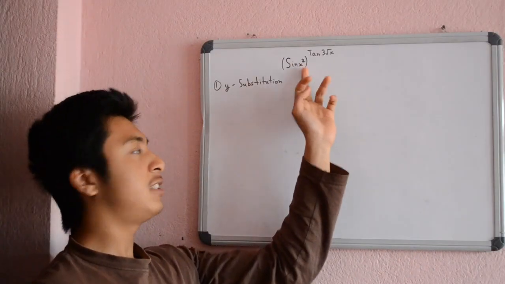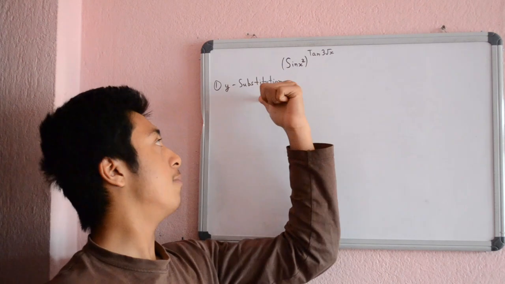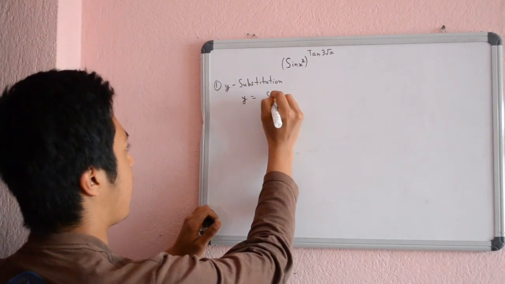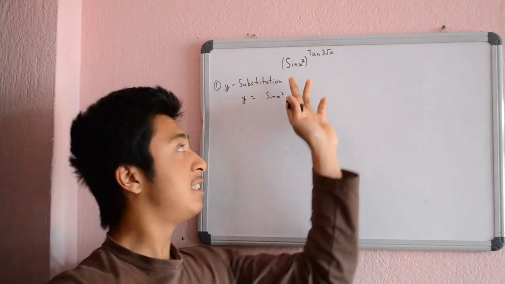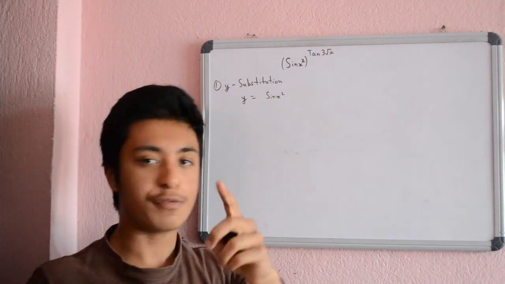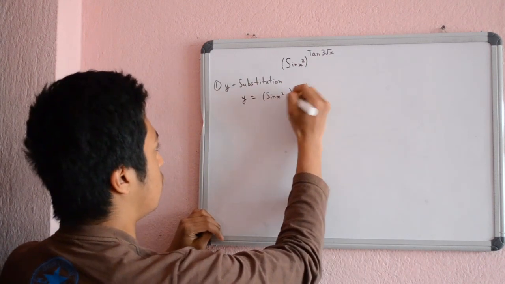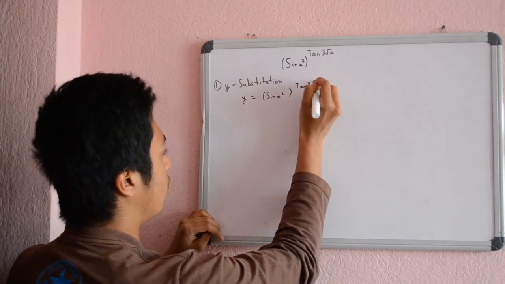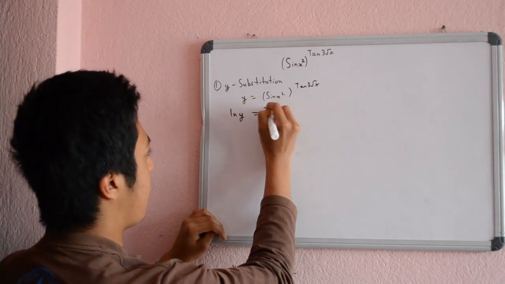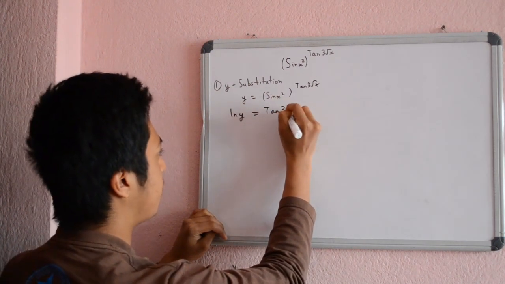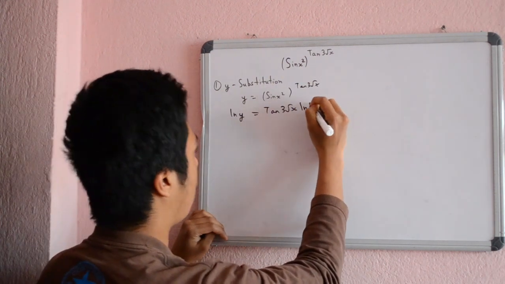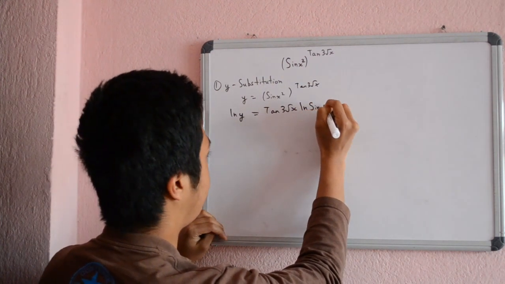Let's differentiate this by first using the y substitution method. So, let y equal sine x square. This is sine of x square, not sine square x. Don't confuse that. To the power of tan 3 root x. Log natural both sides, and I'm going to skip a step right here, and this tan will come down, and we're going to have the log natural of sine of x square.